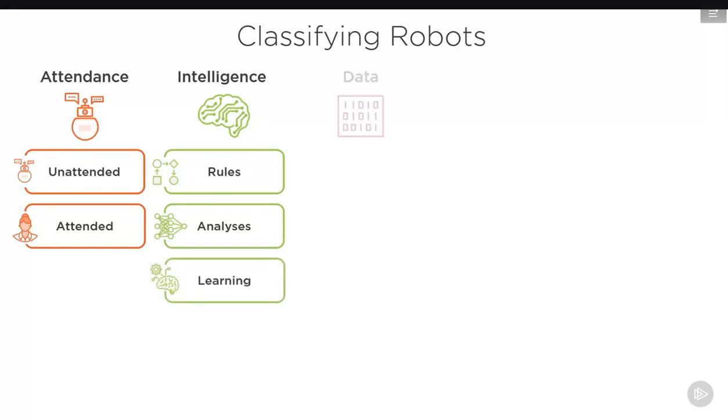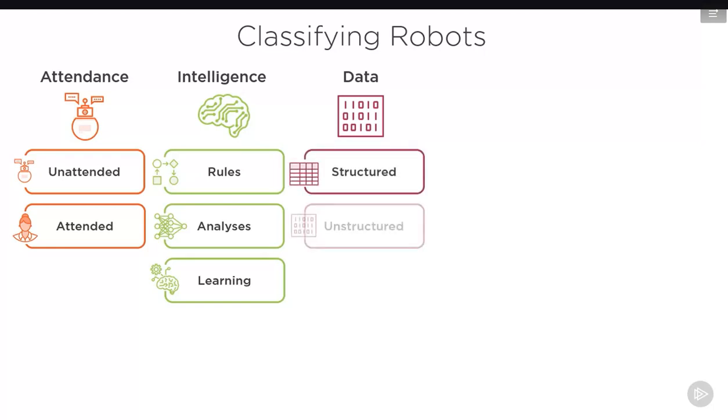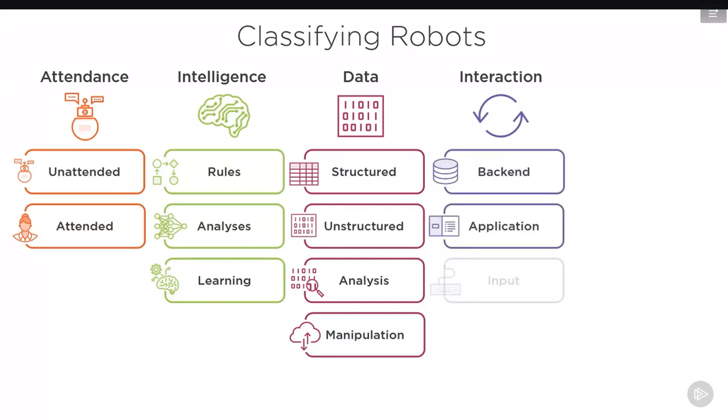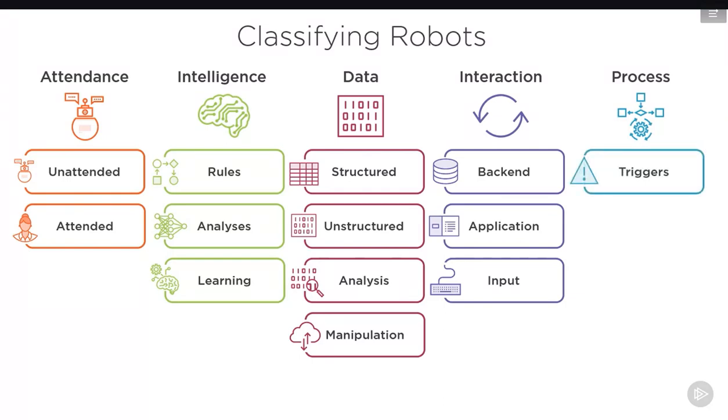We will look at the way that the robot operates with data, so whether or not it uses structured or unstructured data, and in what way it does analysis of data or manipulation of data. Then there is the interaction of the software robot with the actual software, so that can be directly on the back end, on the application layer, or mimicking input from the user. And lastly, we will look at the way that processes are defined within the robot. So if we have any specific triggers for this robot, and how it handles the flow between different steps in the process. So let's take a close look at each one of these.